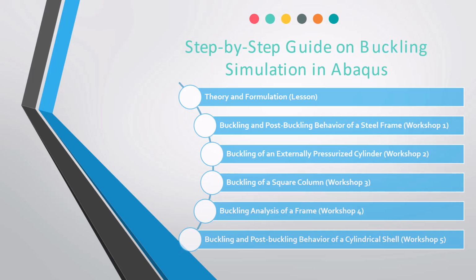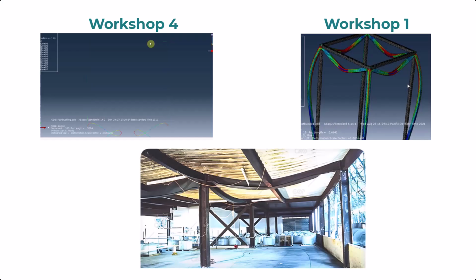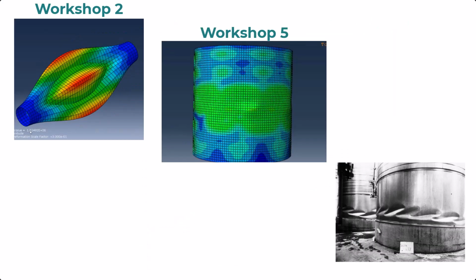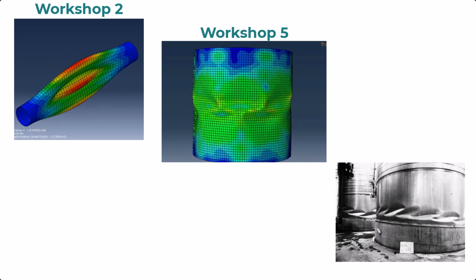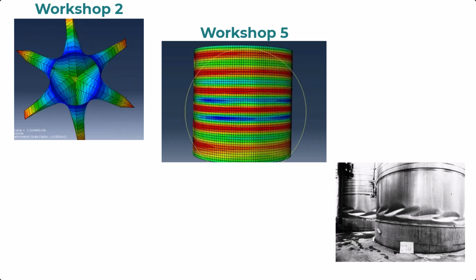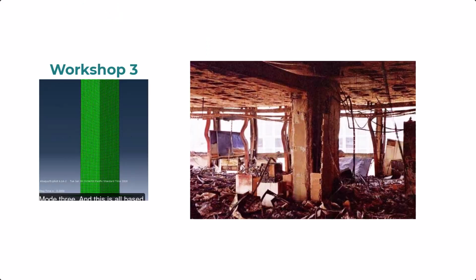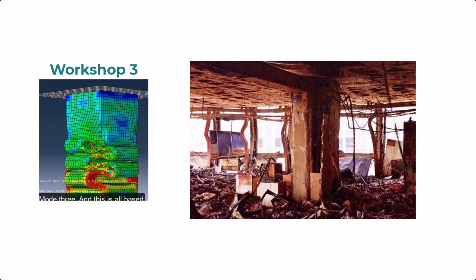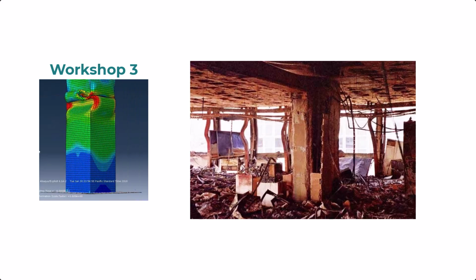To ensure the workshops are practical and meet a range of user needs, we've included several workshops as follows. Two different frame buckling analyses. Two cylindrical examples, one subjected to external pressure and another representing a thin-walled hollow cylinder, such as a storage tank. A square column under compression analyzed for buckling behavior in the next workshop.